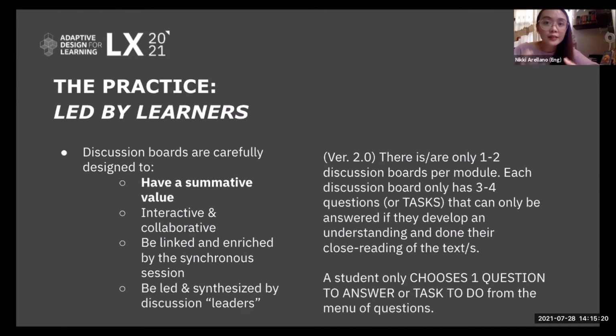And they can only answer these 3 to 4 questions if they develop an understanding and have done their close reading of the text. But what I did in the more refined version is that the student will only choose 1 question to answer from a menu of questions. So again, it's not anything new. It's the normal way of doing the discussion boards. But I will show you later what the new-ish thing is here.